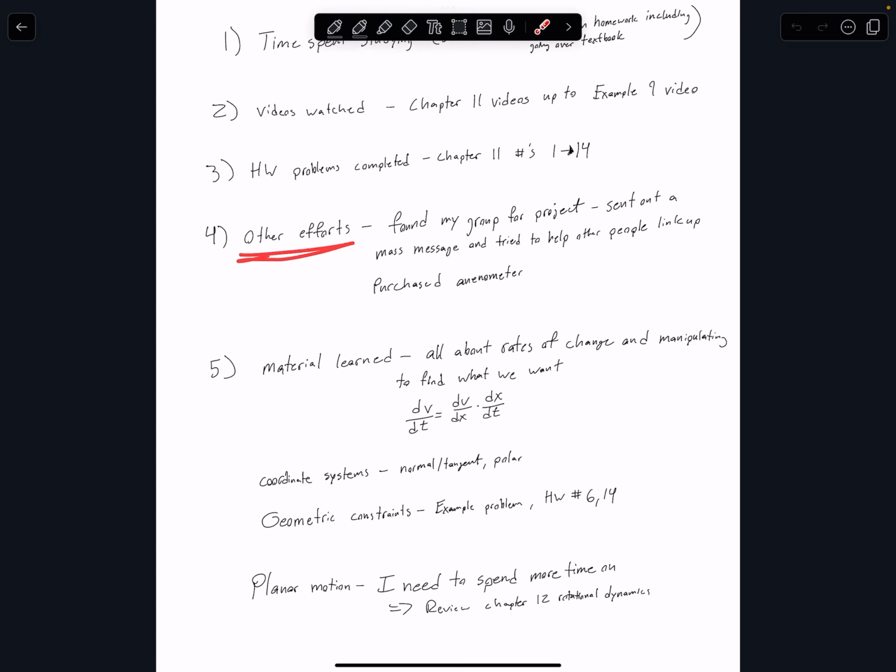Other efforts that I did, found group for the project. That's kind of a big one. Just sent out a mass message looking for other people. Got, I don't know, lots and lots of responses from people. Thankfully, fairly quickly, so I didn't have to stress. But obviously, maybe not obviously, but I got more than two people to respond to me. So I just tried to help people link up if they could. I just kept sending messages to people, or if people messaged me, I'd say, "Oh well, I'll send people your way," or "This person has contacted me. They're looking for a group as well." Just I'd send a message to them.